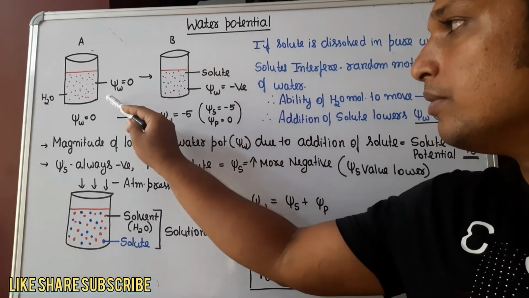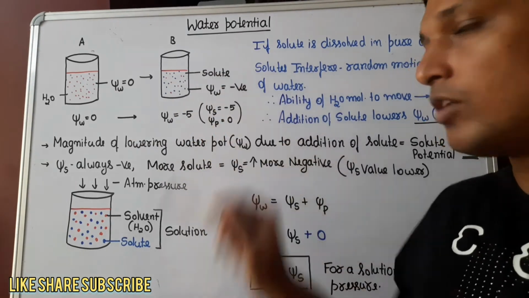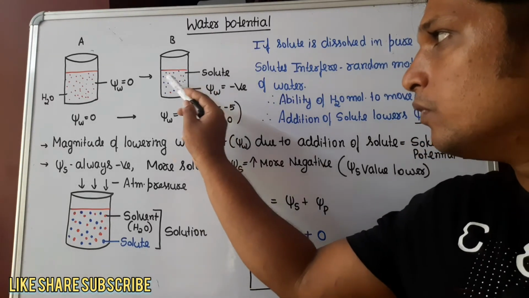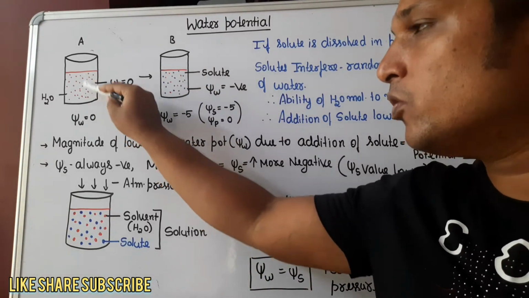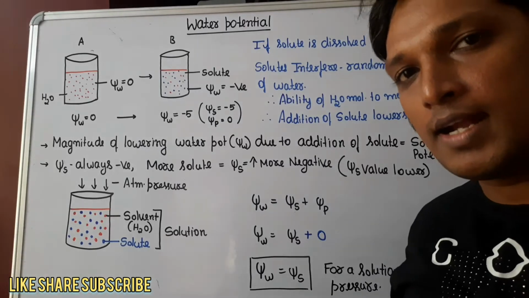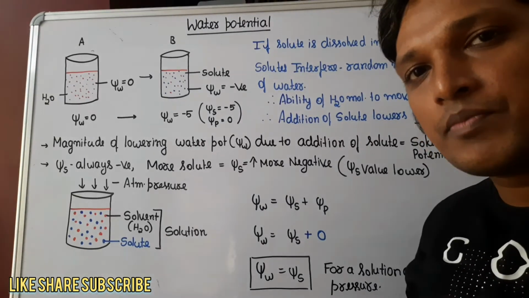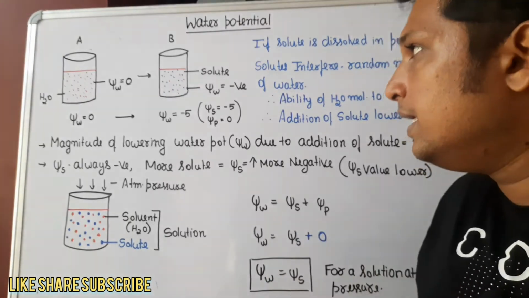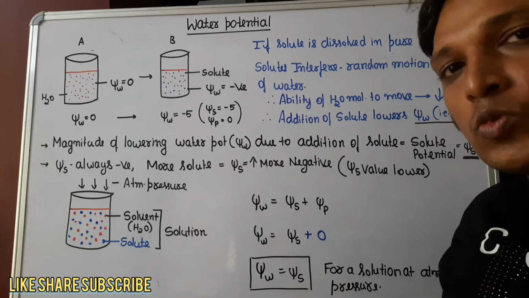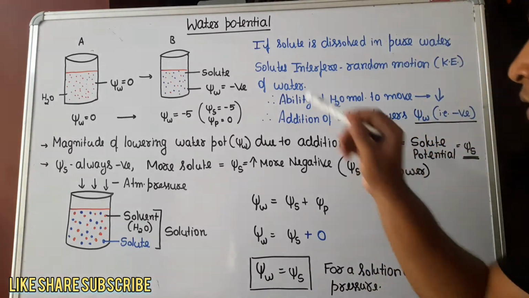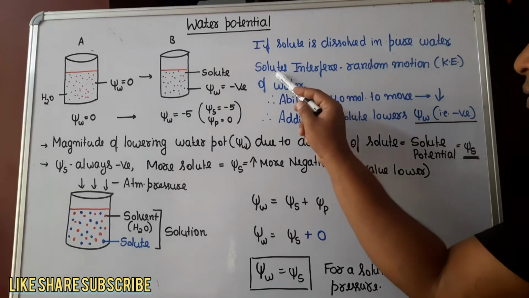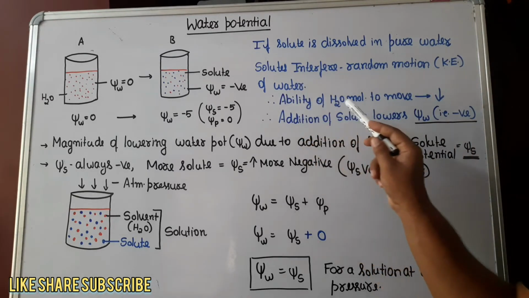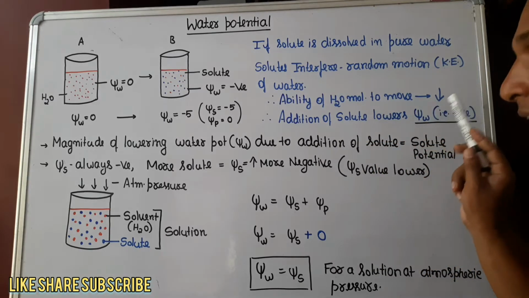Now to this beaker, I will add solute. What happens when I add solute? Solute particles will interfere with the random motion of water molecules. Random motion is nothing but kinetic energy. So when the solute interferes with kinetic energy, the ability of the water molecules to move decreases. So if solute is dissolved in pure water, solutes interfere with random motion, that is, kinetic energy of water. Therefore, the ability of the water molecule to move decreases.